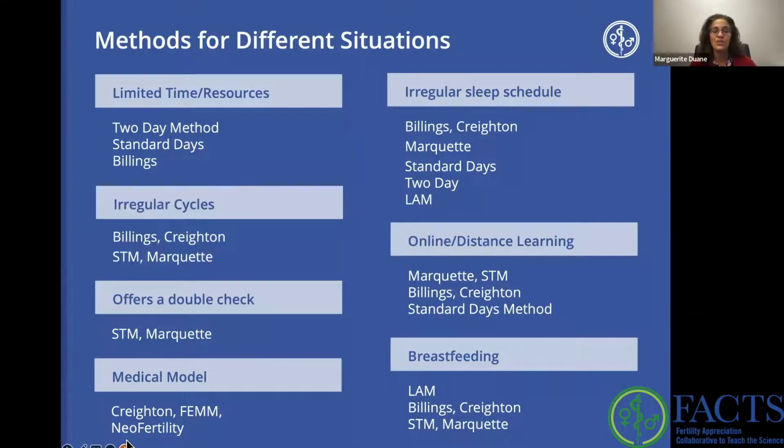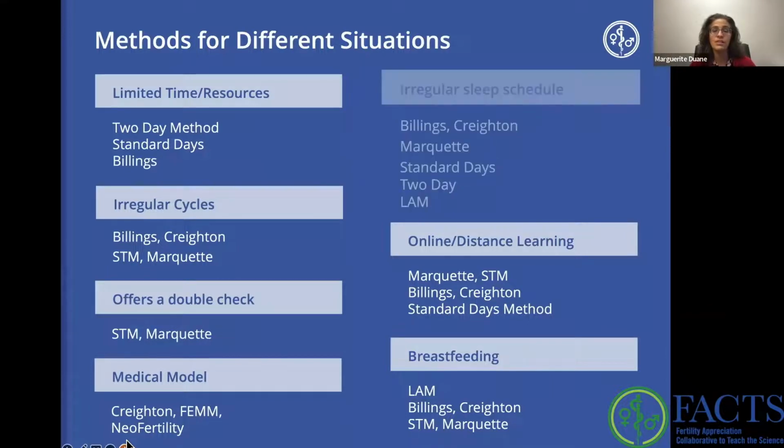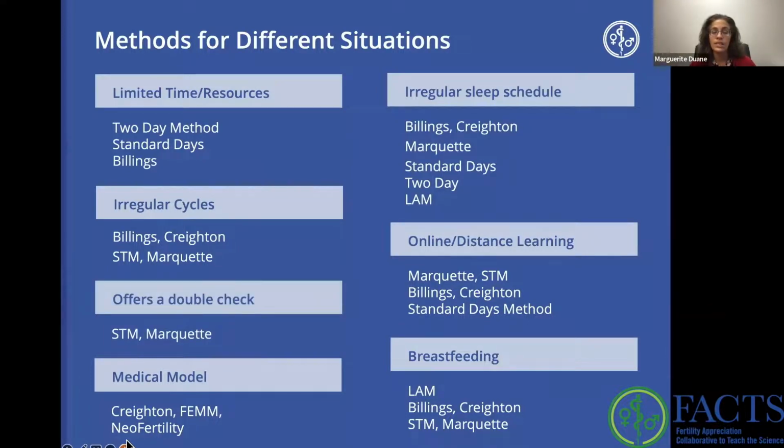choose from. So for example, if a woman has irregular cycles, an irregular sleep cycle, and is interested in a double check method, she may be interested in using Marquette because that fits all of those criteria, as you can see here. Perhaps you have limited time or resources, and irregular cycles and an irregular sleep schedule. In that case, Billings may be the best choice for you. Perhaps, again, you're interested in a medical model because you have underlying health issues, in which case Creighton and FABM can all be used.